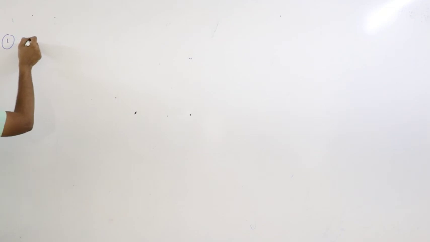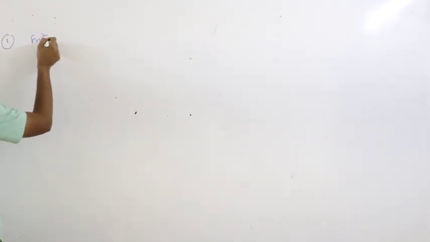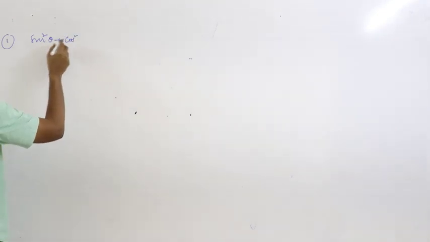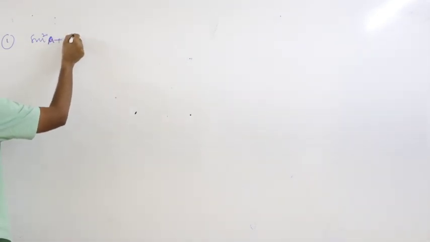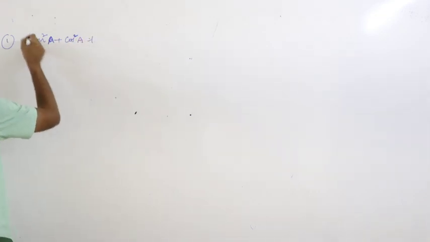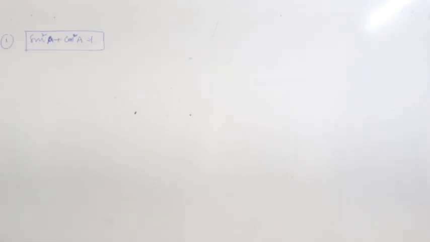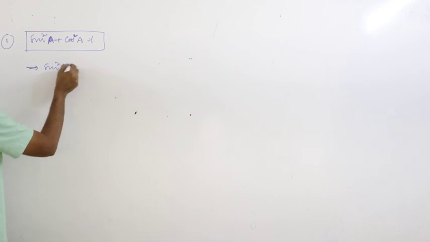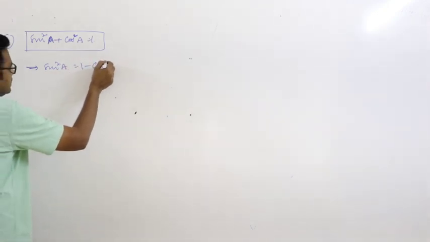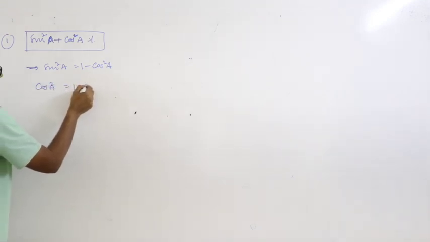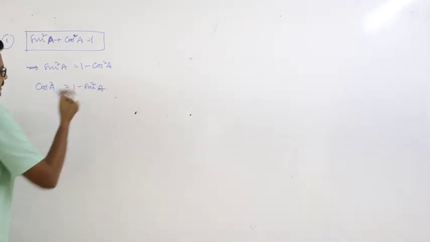Now, you know these three important results. Sin square theta plus cos square theta, or some A: sin square A plus cos square A is equal to 1. First result, sin square A plus cos square A equal to 1 implies sin square A is equal to 1 minus cos square A, and cos square A is equal to 1 minus sin square A.